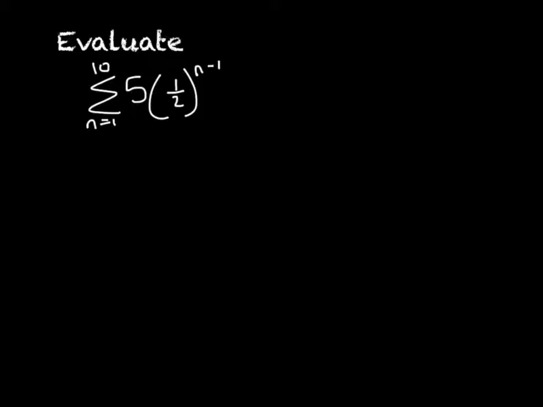Evaluate this sum in sigma notation. So if we look at the function we have beside the sigma, we can see that we're taking the sum of numbers of a geometric sequence, because this is the formula for a geometric sequence. And using that, we can say that our first term is 5, so G1 equals 5. And then we're multiplying each subsequent term by 1/2, so that means that R equals 1/2.